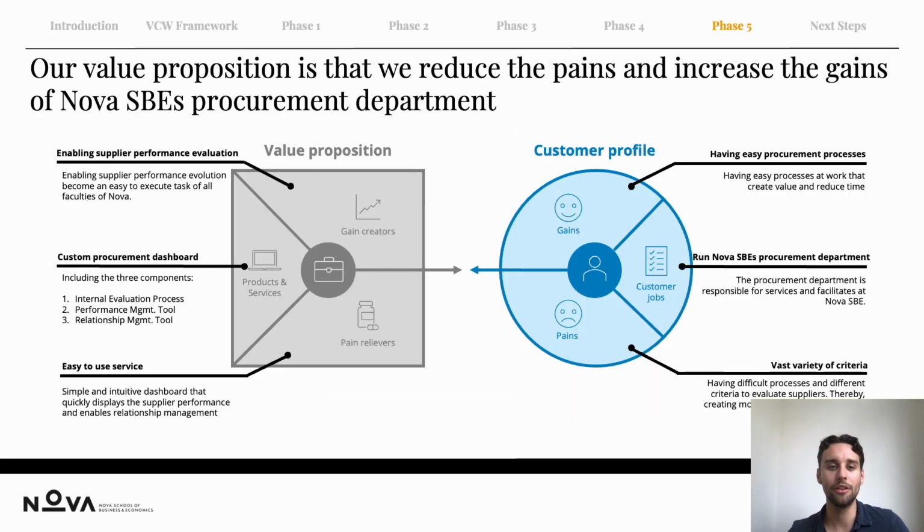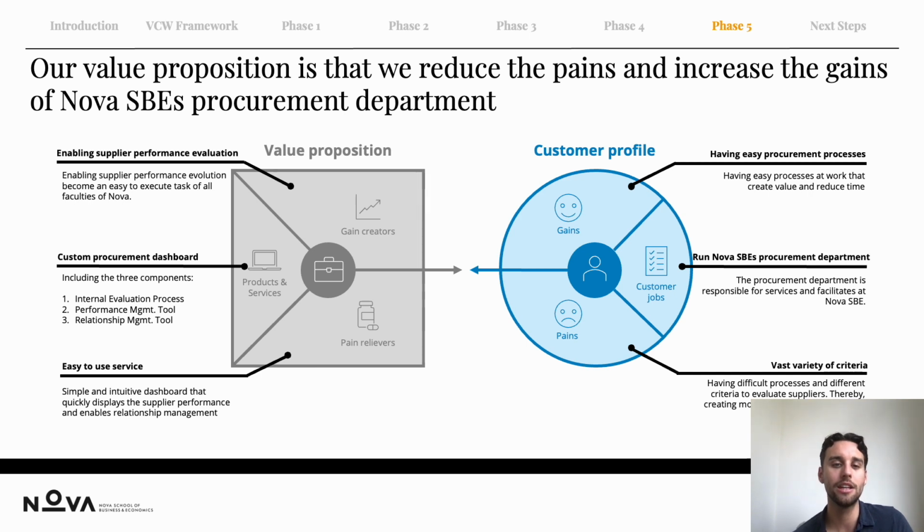So here you can have an overview of our value proposition on the left and the customer profile of Nova Procurement on the right. So our value proposition is that we reduce the pains and increase the gains of Nova SBE's procurement department. Let's now have a look into this in more detail. So basically our value proposition is our product, which is in the middle, the custom procurement dashboard, which includes 3 components: the internal evaluation process, the performance management tool, and the relationship management tool.